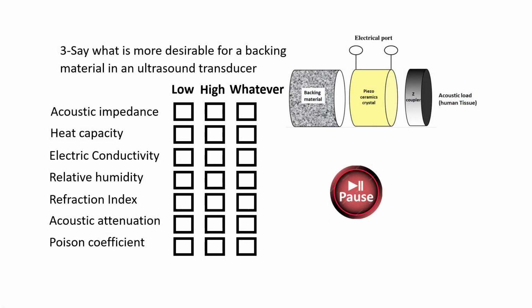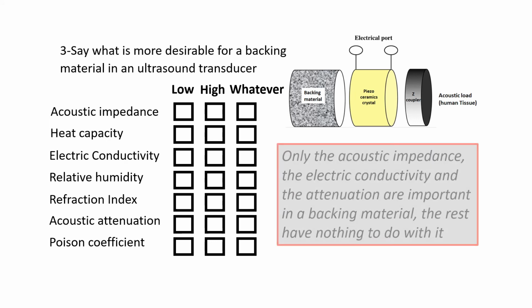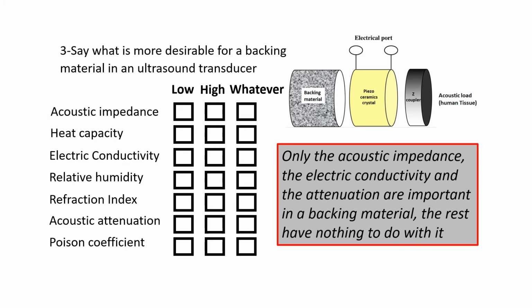Problem number 3. Say what is more desirable for a backing material in an ultrasound transducer. Hit pause. Only the acoustic impedance, the electric conductivity, and the attenuation are important in a backing material. The rest have nothing to do with it.